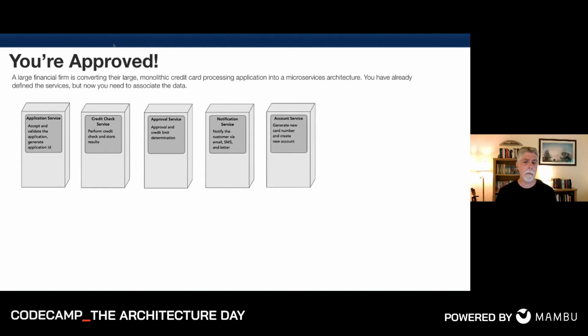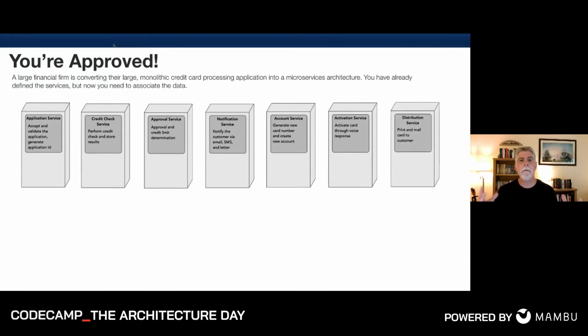Then if it is approved, I've got an account microservice right here. This generates the actual card number and creates a new account in our system from the application, because the application is very temporary. But now that you've been approved, it actually creates an account. Then I've got an activation service. Once you're approved, you have to call to activate your credit card, and that goes through this activation service right here. And finally, the last one is a service that prints the card physically and then mails it to you. Okay, so there's all 7 services.